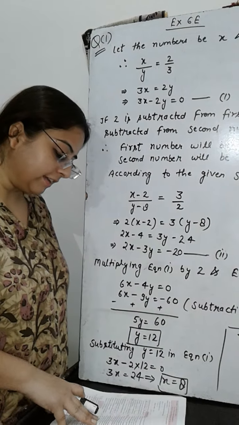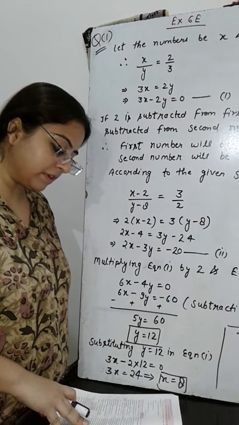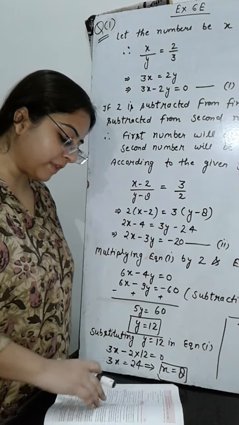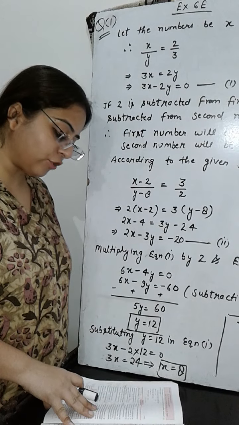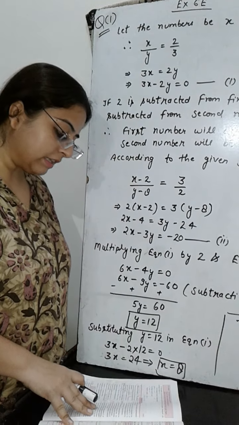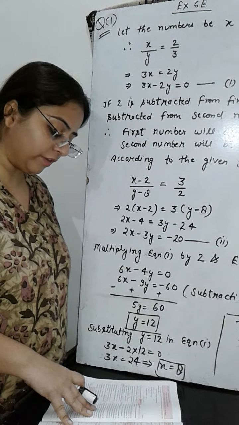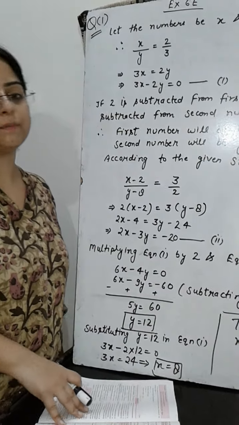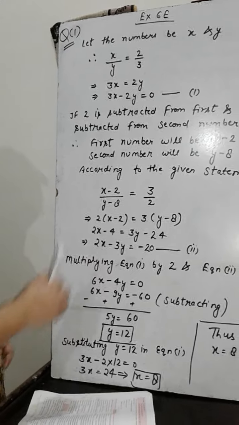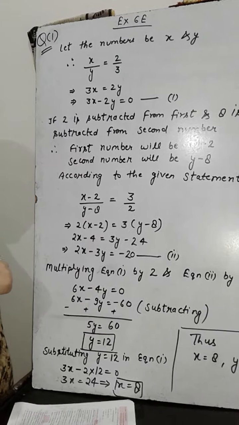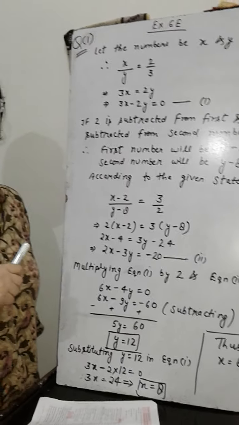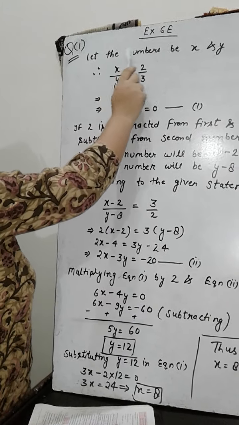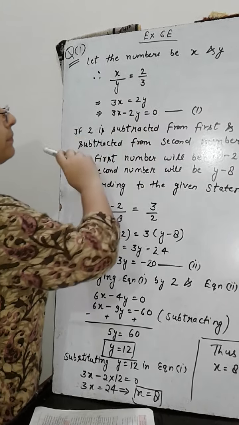It is given that the ratio of two numbers is 2/3. If 2 is subtracted from the first and 8 from the second, the ratio becomes the reciprocal of the original ratio. Find the numbers. So in question number 1, it is given that the ratio of two numbers is 2/3. Let the numbers be x and y.